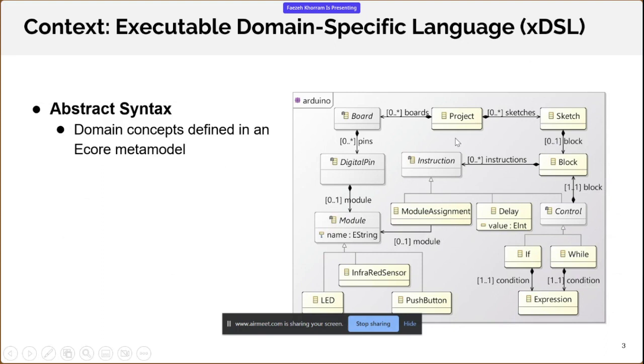The root element is a project, which can have several boards. Each board represents a physical Arduino board. A board can have several pins, each connected to a module, such as an LED, a sensor, and so on. To define the behavior of the board, we have a concept of a sketch in our DSL. For each sketch, you can define a block of instructions, such as a module assignment, a delay, or some control instructions, such as if and while.